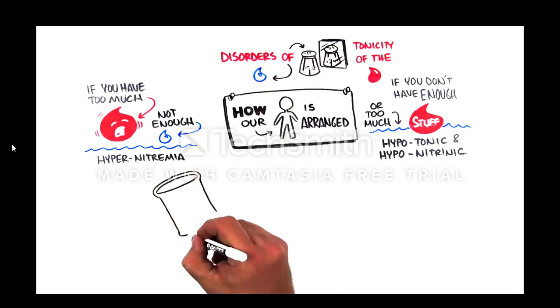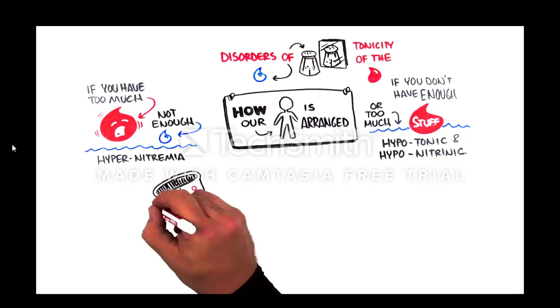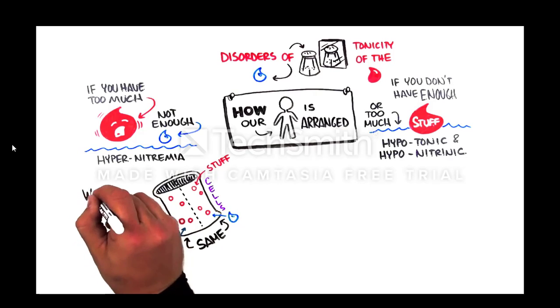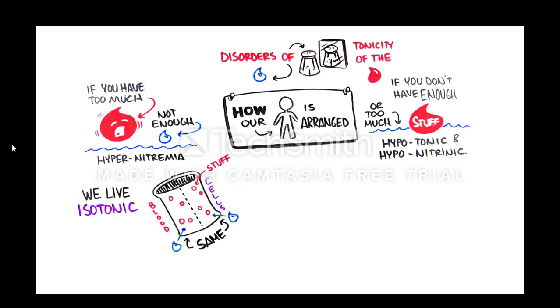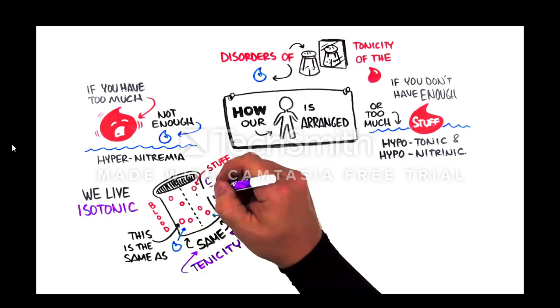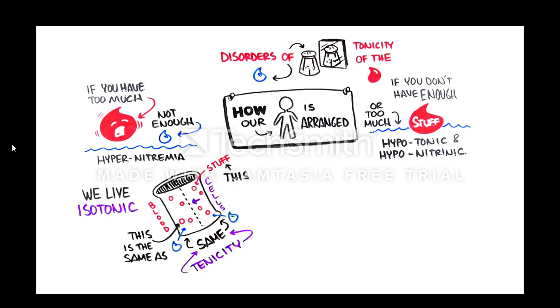Our body is set up something like this. The blood and the cells are separated by a semi-permeable membrane with the same amount of stuff on either side and same amount of water. All this white space, water. These circles is the stuff. We live isotonic. That is, the stuff in the blood is the same as the stuff in the cells, and the tonicity is the same. And it's that way because of the semi-permeable membrane.